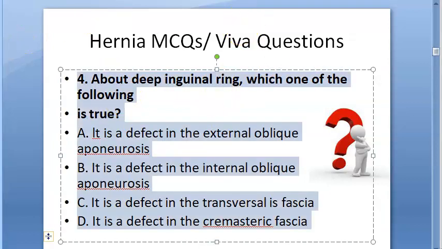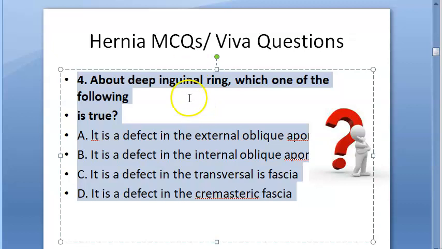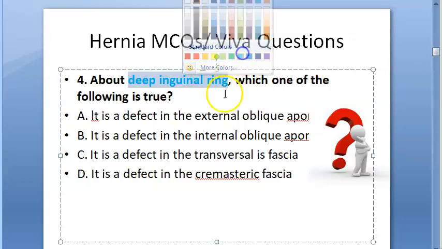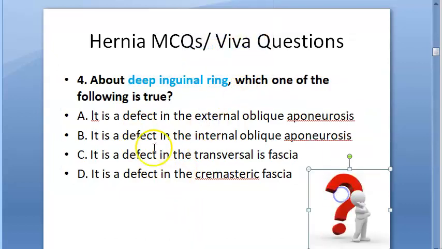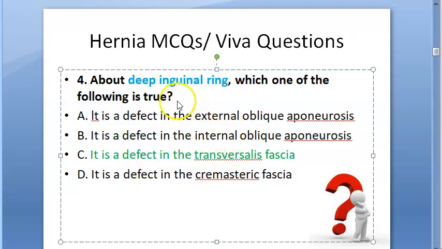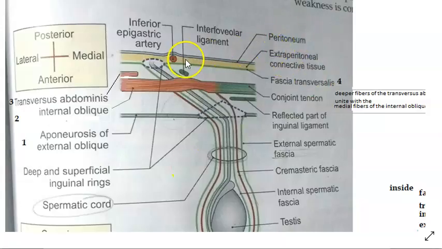About the deep inguinal ring, which of the following is true? They are asking for the true statement guys. About what? About the deep inguinal ring. Okay. So let's look at this deep inguinal ring. What are they talking about here? This one, the deep inguinal ring. They are asking for the true statement. The answer here is the defect in the transversalis fascia. Look at this. Here you have the deep ring, and what exactly is it coming from? Fascia transversalis.